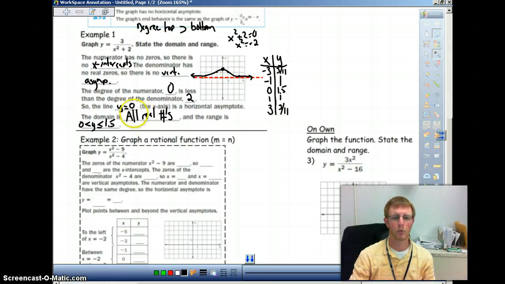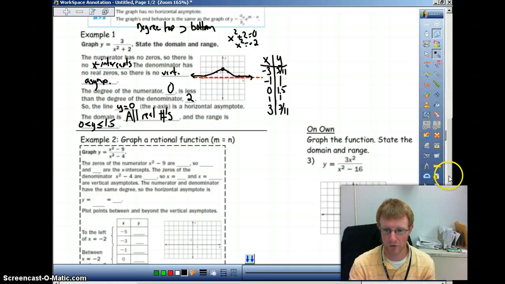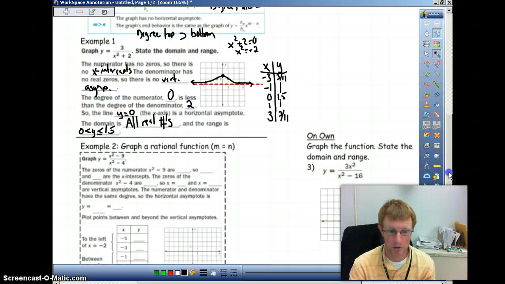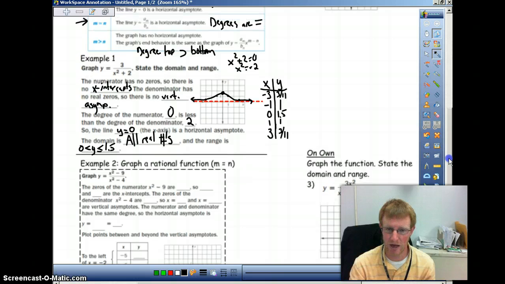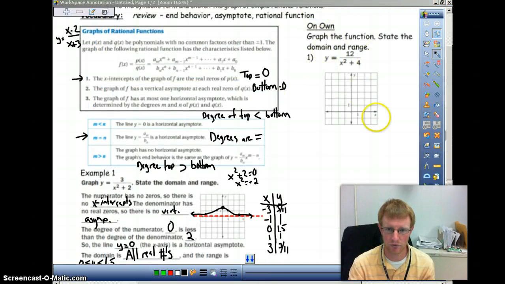Okay, so hopefully this made sense for this first example. Like I said, this is going to take a little bit of time. What I want you to do is go ahead and try and do this one on your own, and then hit play when you're ready.